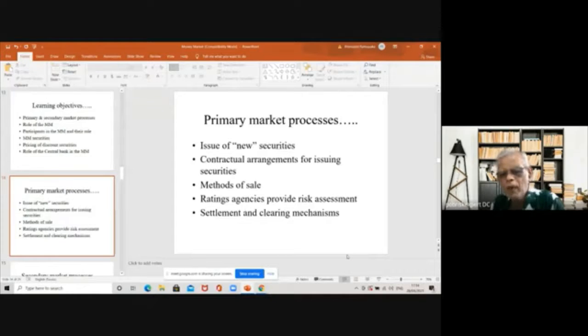Rating agencies provide risk assessment. The Fitch rating, the S&P, or other rating agencies provide risk assessment. And a few banks also have issued debentures, isn't it? Debentures, although they are issued through the stock exchange, and in those debenture issues, mostly private placements.